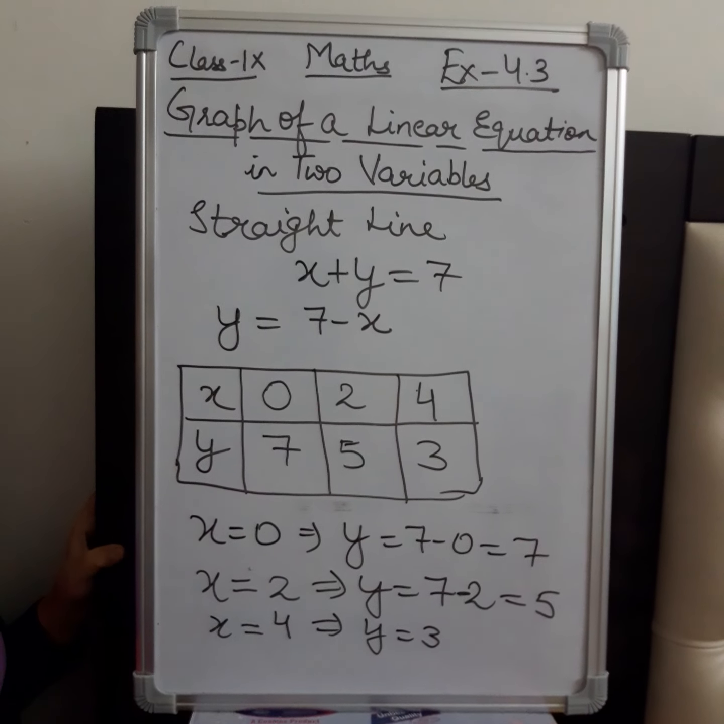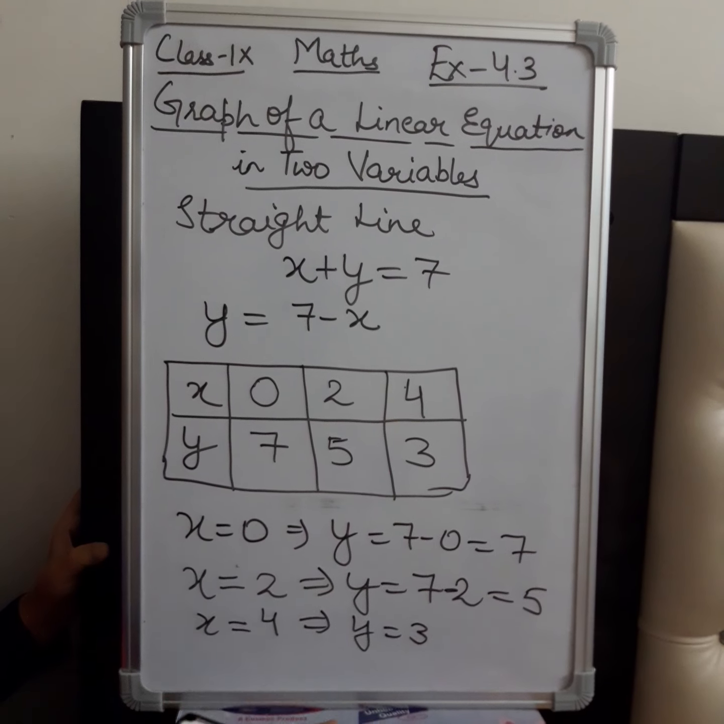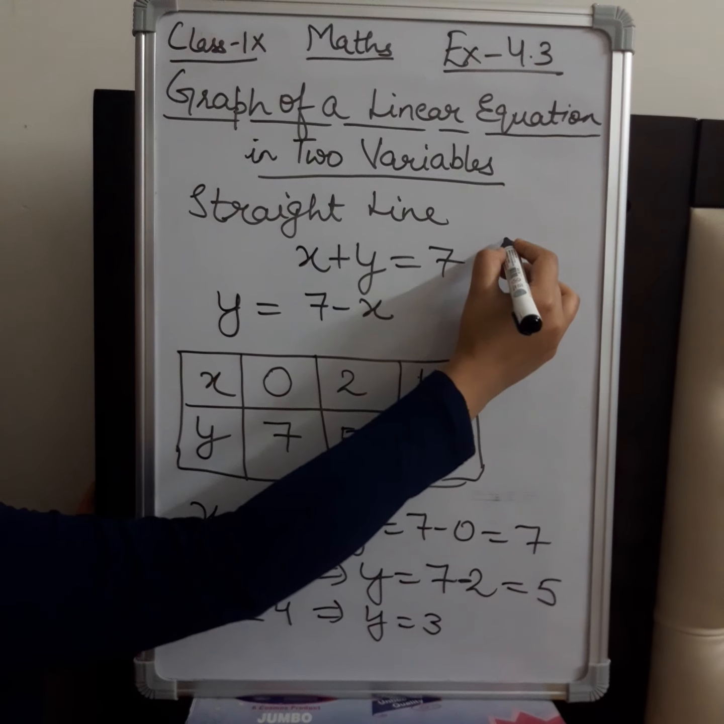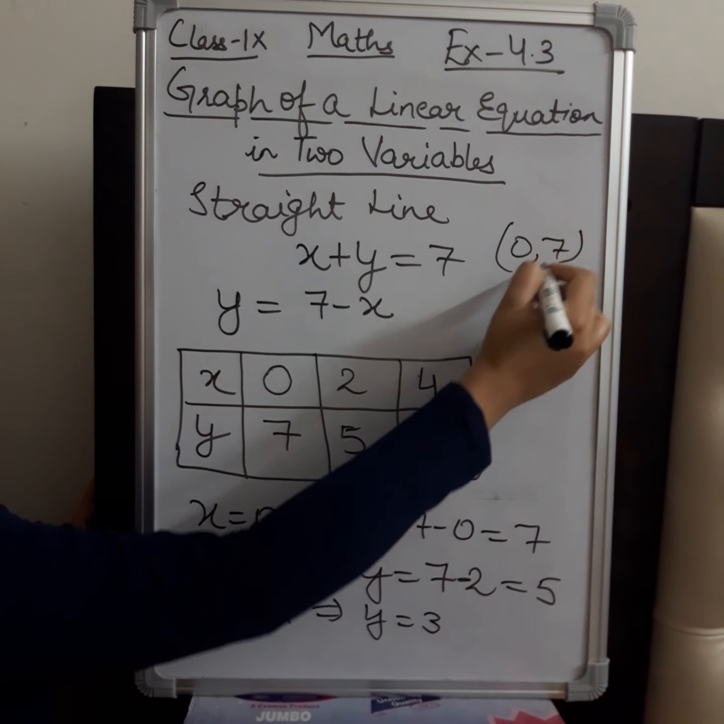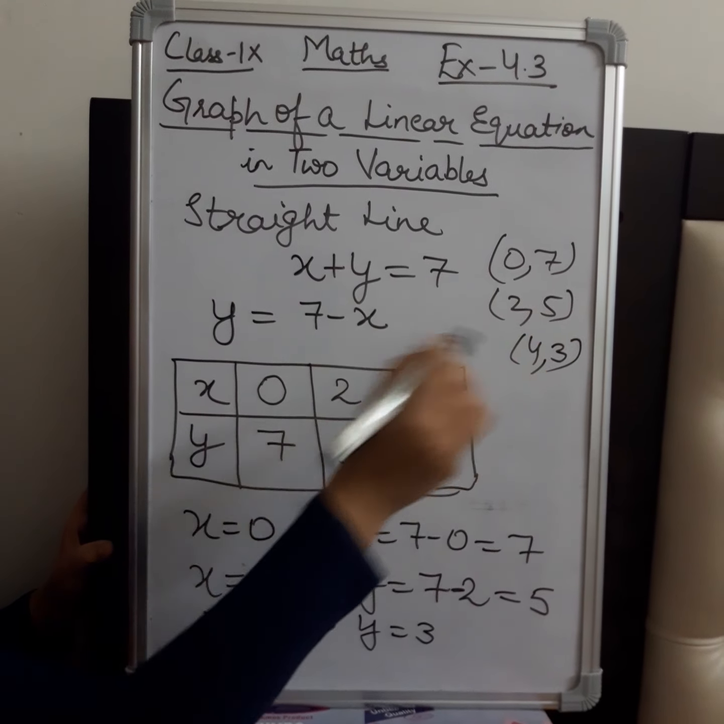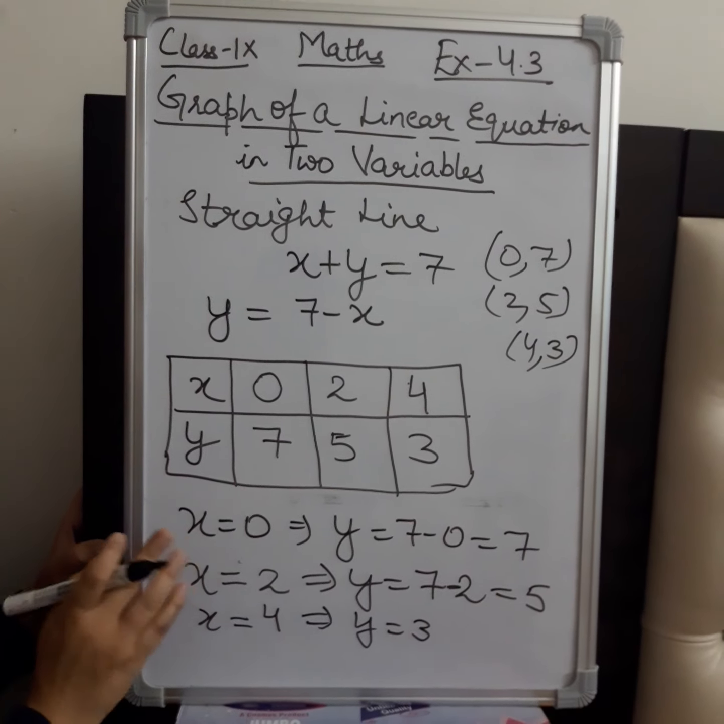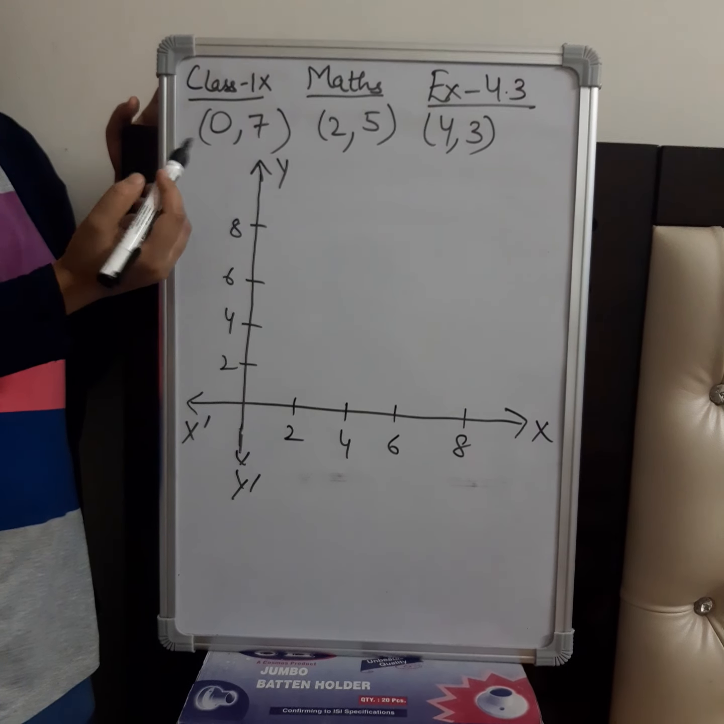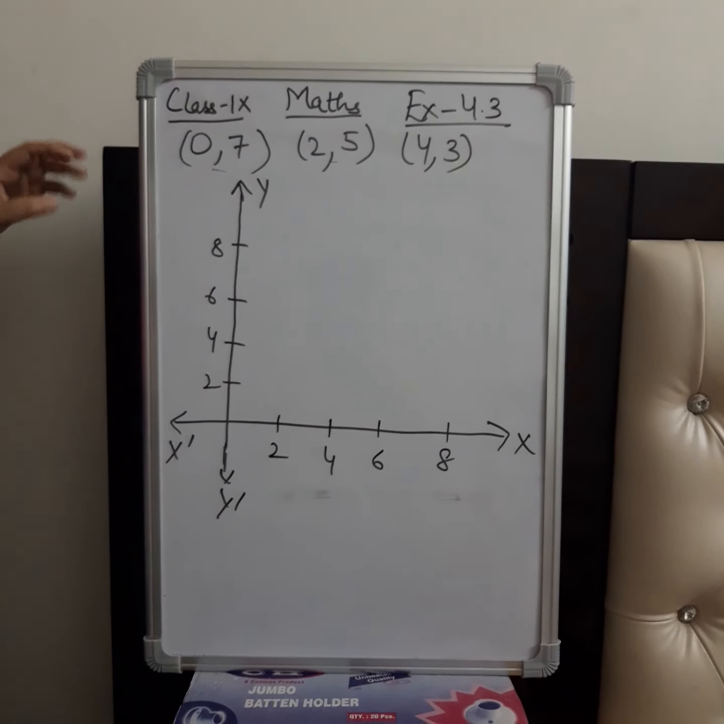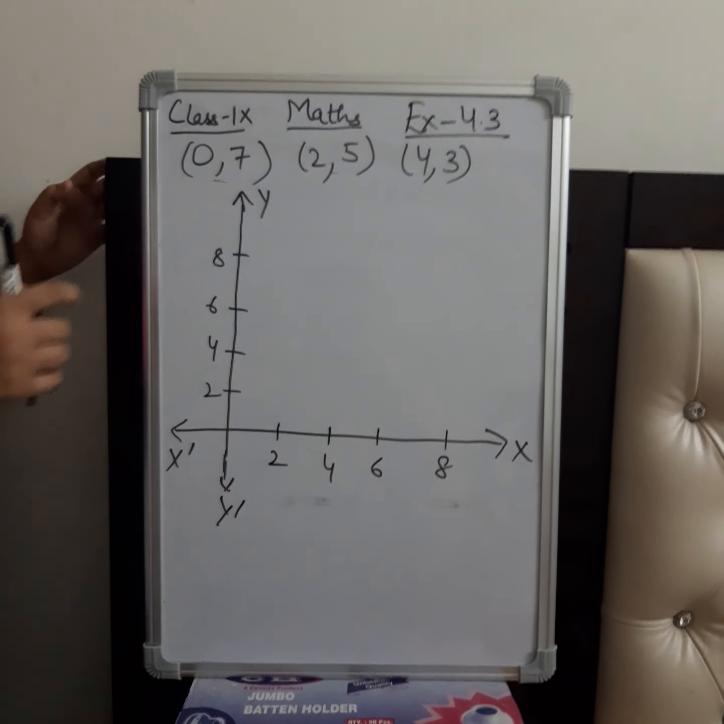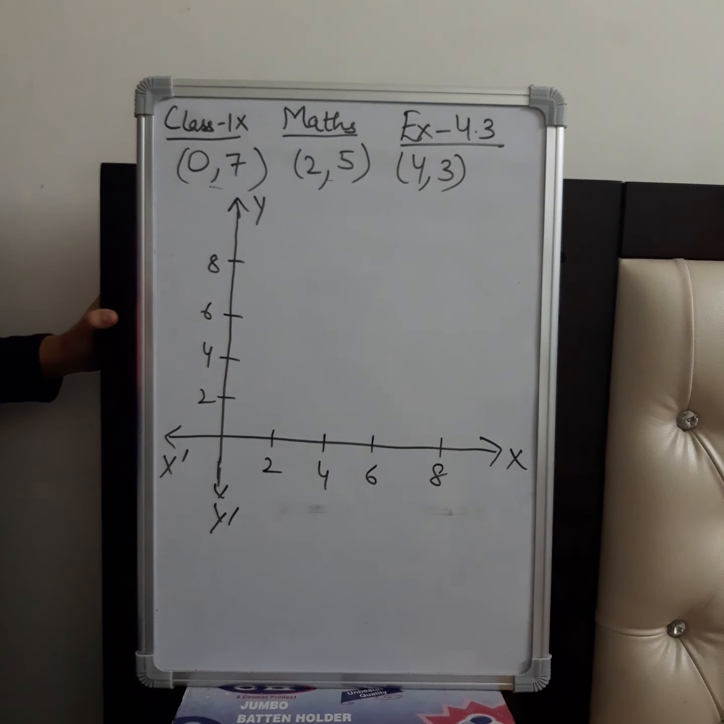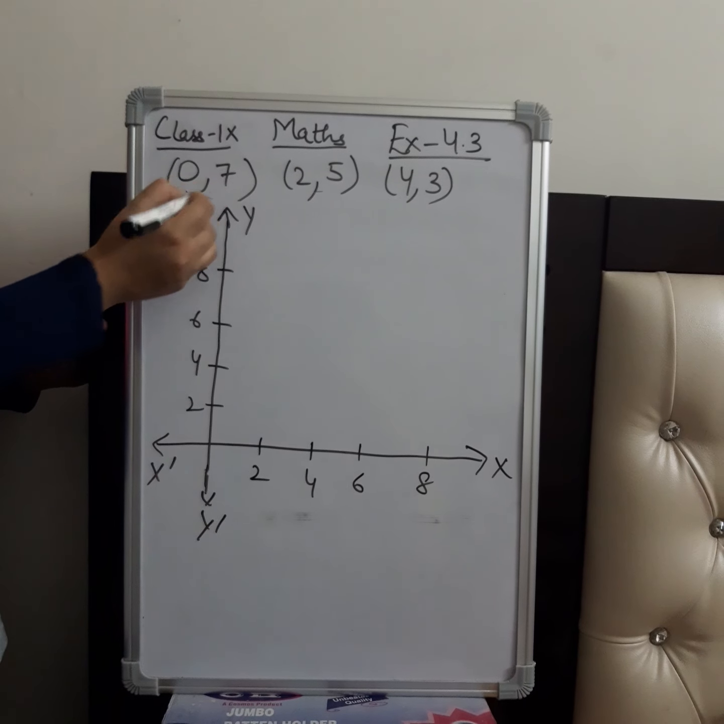So we have got 3 points. Now how we have to plot these points, as yesterday I told you in the previous lecture. The points are 0, 7, 2, 5, 4, 3. Now you all know how to plot these on graph, that I am showing you. Now you can see we got these 3 points 0, 7, 2, 5, 4, 3. Now we have to plot them on the graph. As I have taken the gaps of 2, 2, that is your wish, you can take the gap of 1, 1.